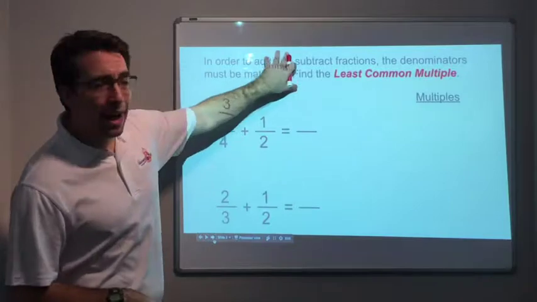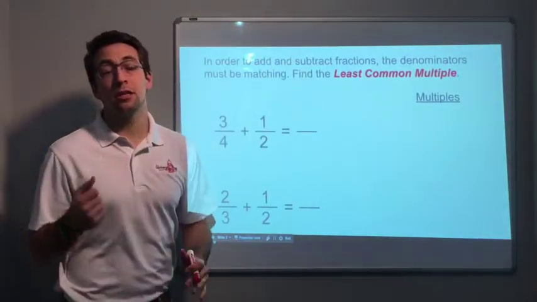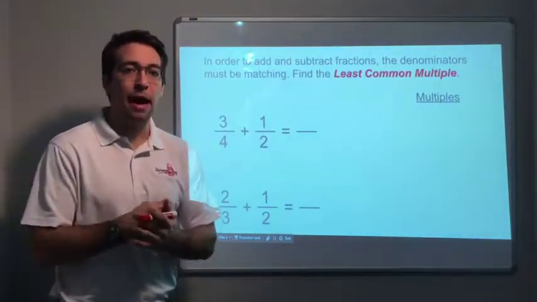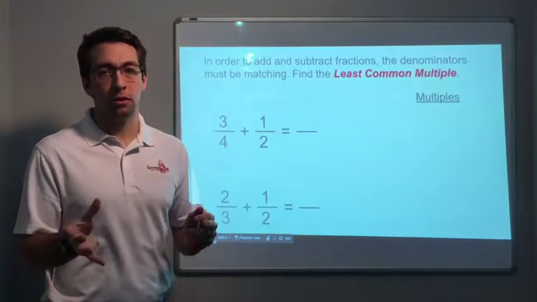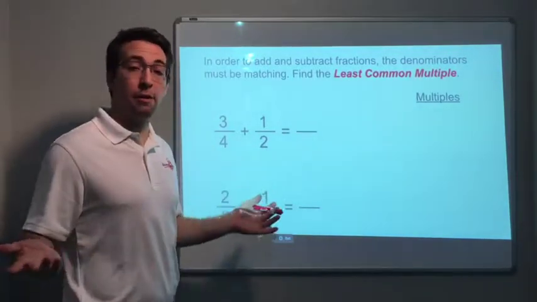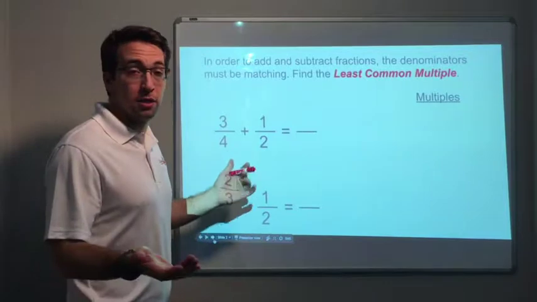So in order to add and subtract fractions, the denominators must be matching. They have to be identical. So you have to find the least common multiple, which is the simplest way to do it.